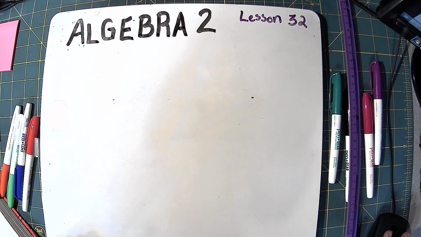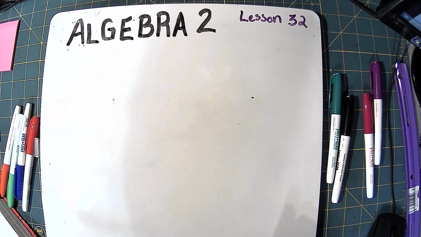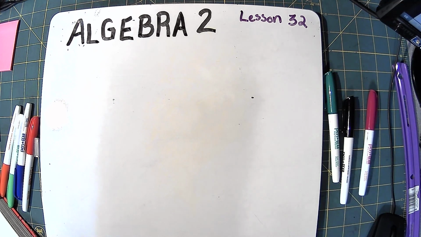Alright, this is Algebra 2, Lesson 32, and this lesson covers the quotient theorem for square roots, congruency, and congruent triangles. So first we're going to talk about the quotient theorem for square roots.